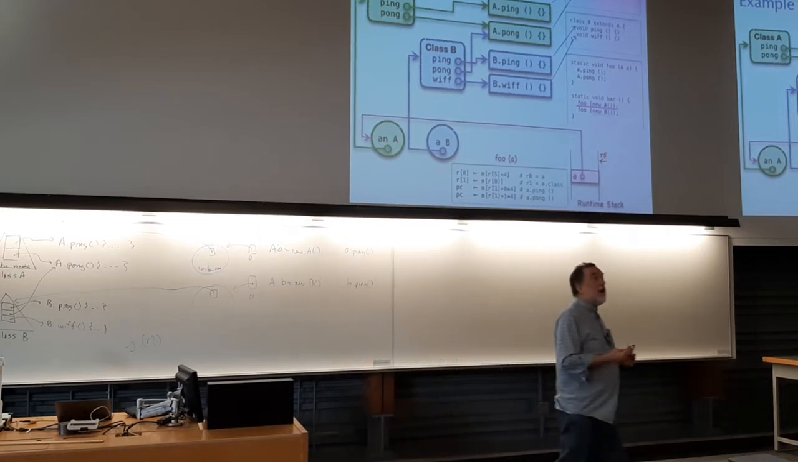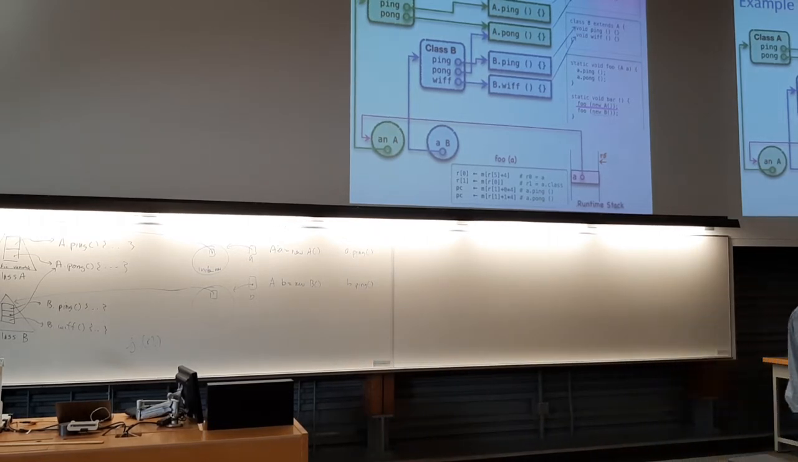Any questions about that? And why is this good? Why do you like Java? Subtype polymorphism. What's the value of that?